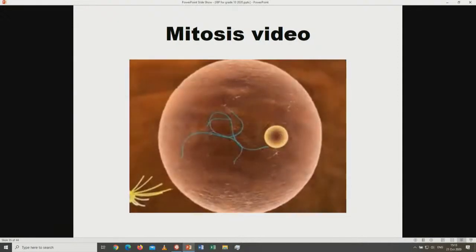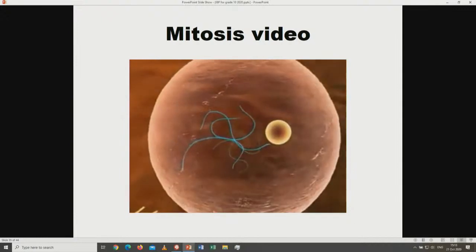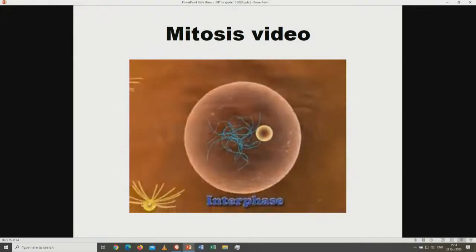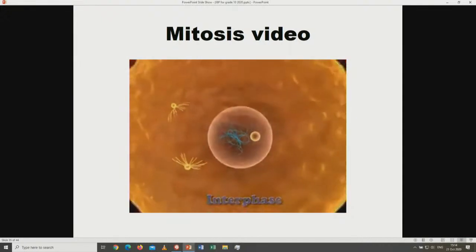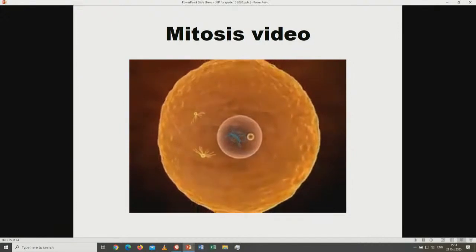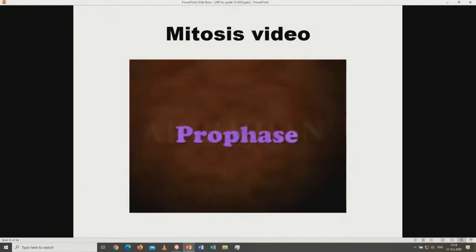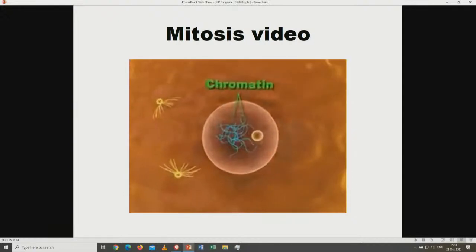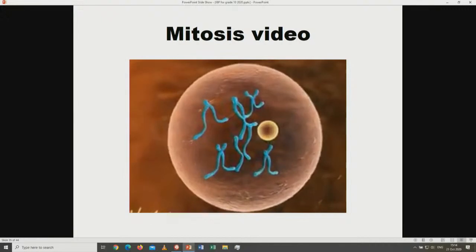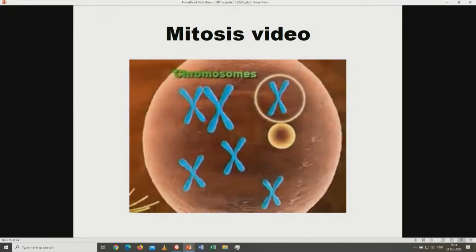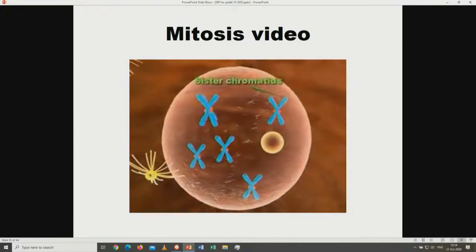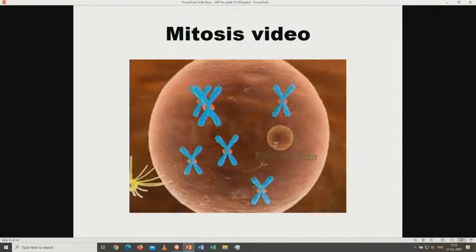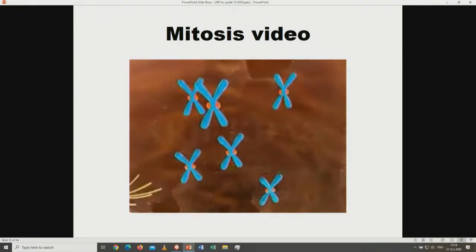Before a dividing cell enters mitosis, it undergoes a period of growth and rest. This period is called interphase. In interphase, the genetic material of a cell increases. Prophase. During prophase, the chromatin condenses and becomes short and thick to form chromosomes. Each chromosome has 2 sister chromatids joined together at the centromere. The nucleolus disappears and the nuclear membrane starts to break down.